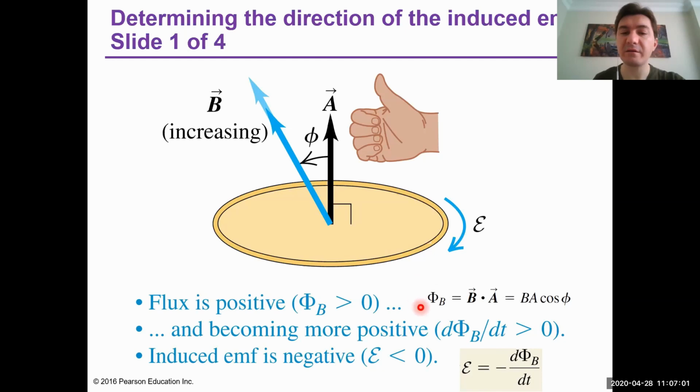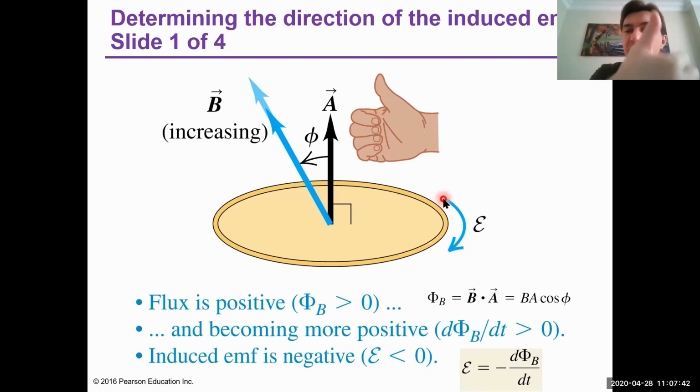If you have positive flux, and if it is getting more positive because B is increasing, then the change in the flux is positive. Here we have a positive number, here we have a negative sign, and then the EMF is negative, okay? If the EMF is negative, then how to determine the direction of the EMF?